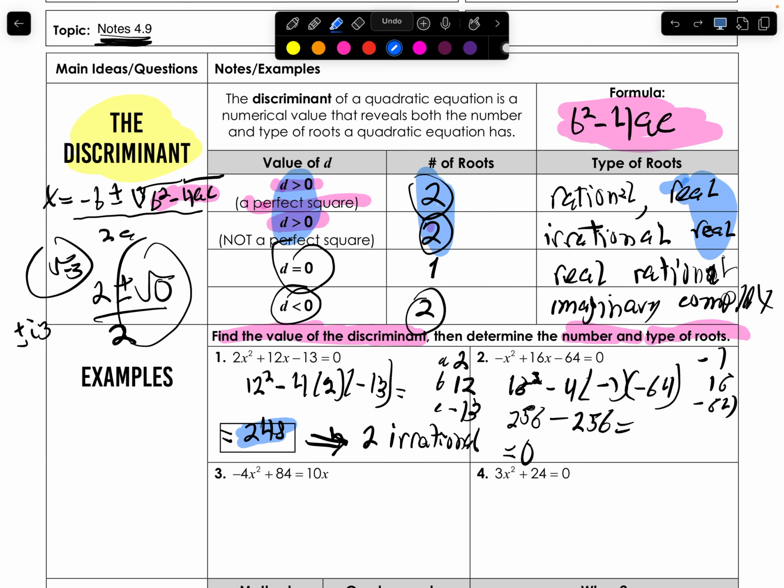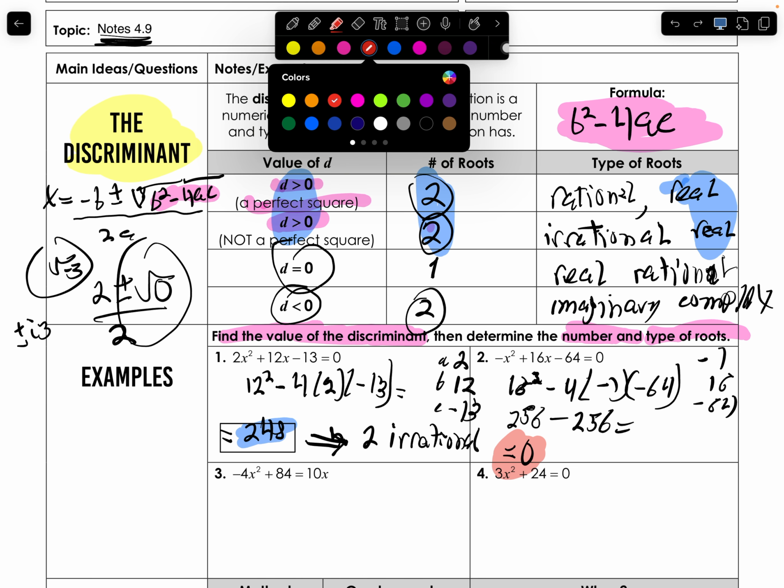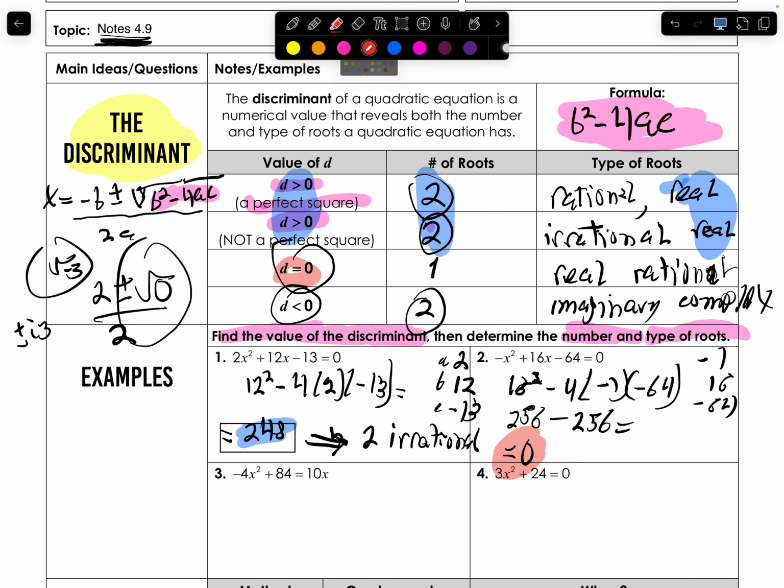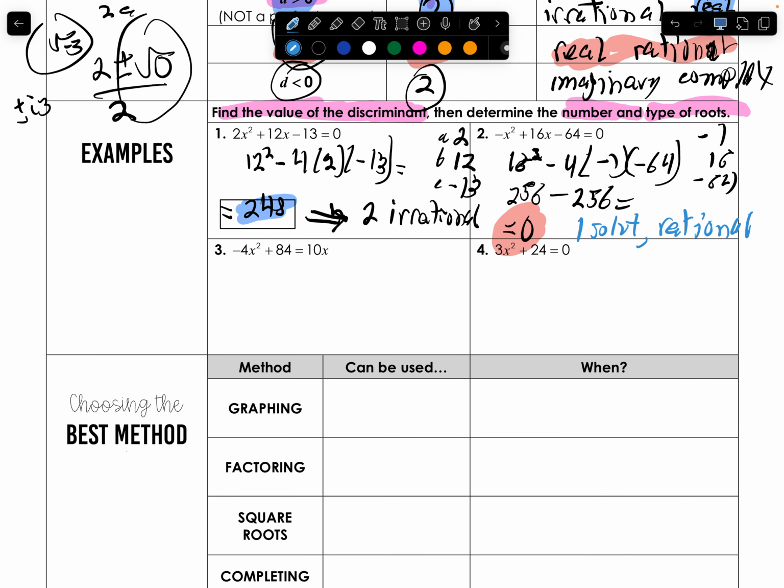And so that is a really good thing because when we have 0, in this case, I'll do a different color. We'll do red. When we have 0 on this, that 0 is going to be telling us we have one solution and that it's a rational solution. So one solution and rational.